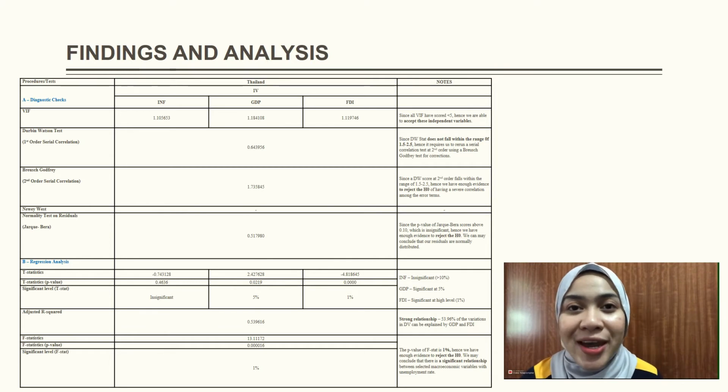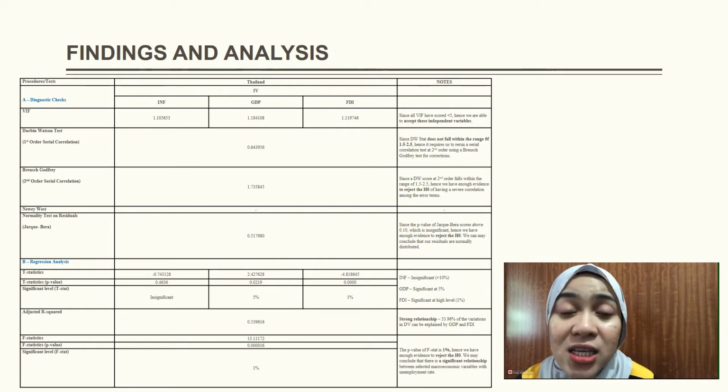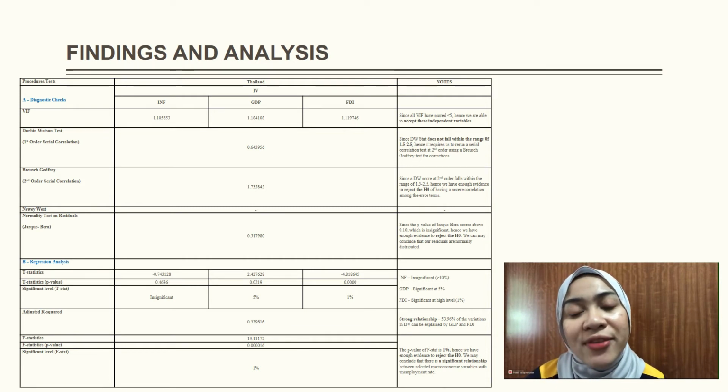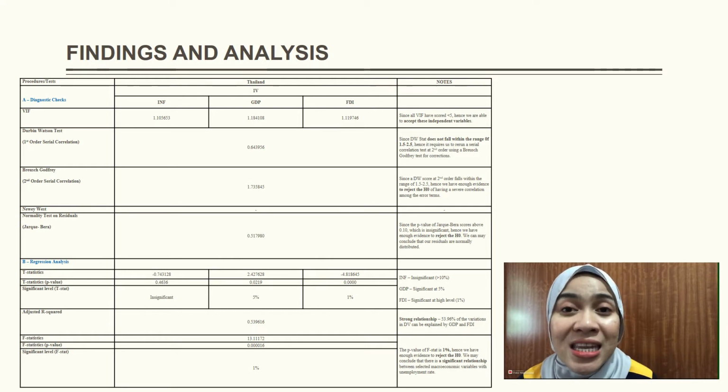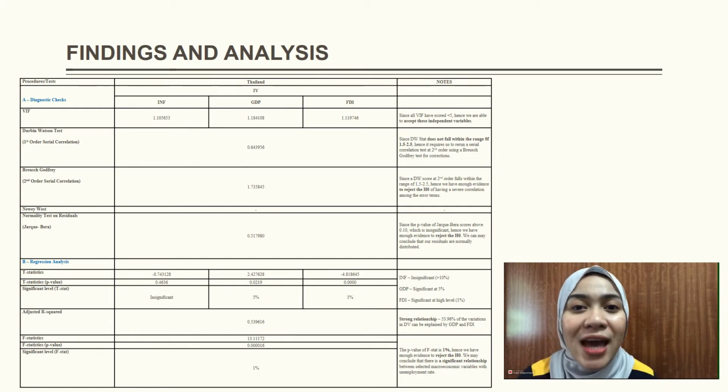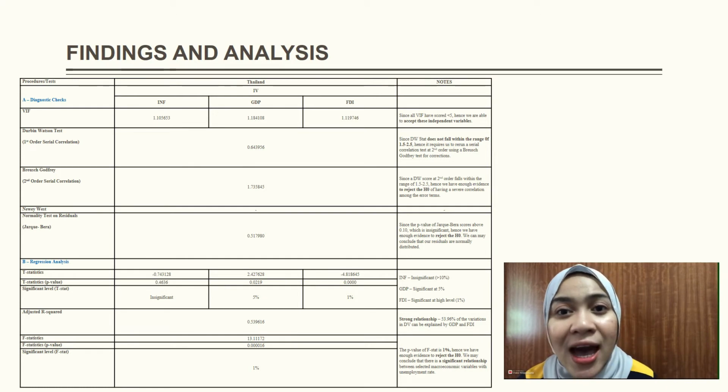Next, we move on to findings and analysis for Thailand. Firstly, I rerun the first diagnostic check, which is the variance inflation factor, to check the multicollinearity. It exists when the independent variables in a regression are related with each other. Thus, it is used to identify any high-strength relationship among the independent variables. The rule of thumb for VIF is a score between 1 and 5 is acceptable. Since the VIF for Bob is more than 5, I have to eliminate one of the variables from this model.